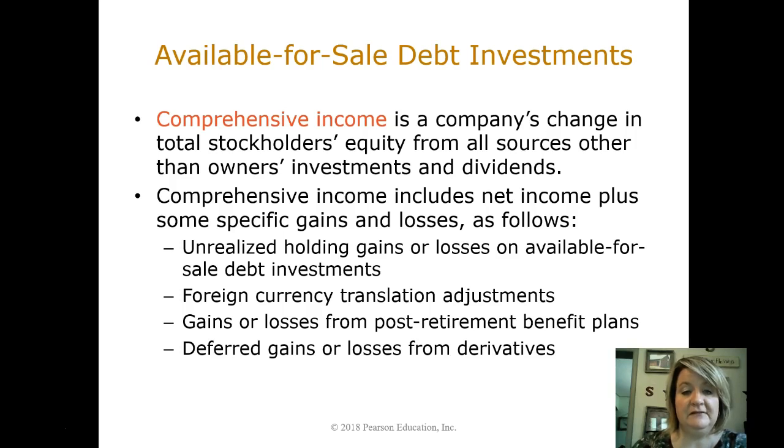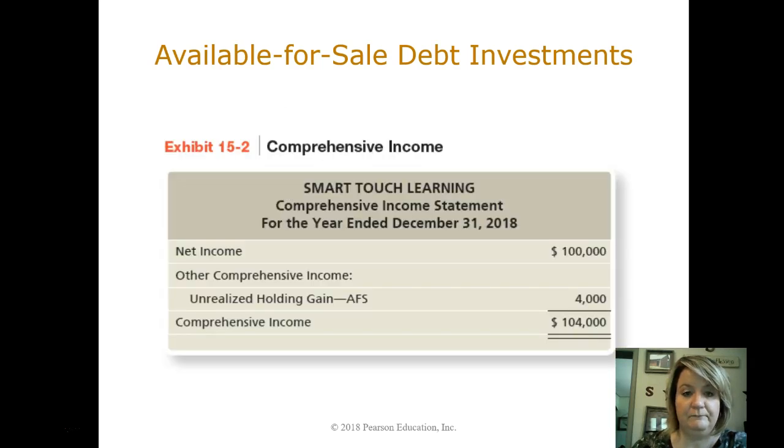Comprehensive income is a company's change in total stockholders' equity from all sources other than owners' investments and dividends. Comprehensive income includes net income plus some specific gains and losses as follows: unrealized holding gains or losses on available for sale debt investments, foreign currency translation adjustments, gains or losses from post-retirement benefit plans, and deferred gains or losses from derivatives. Here is an example of a comprehensive income statement.